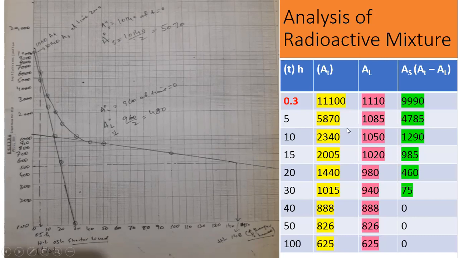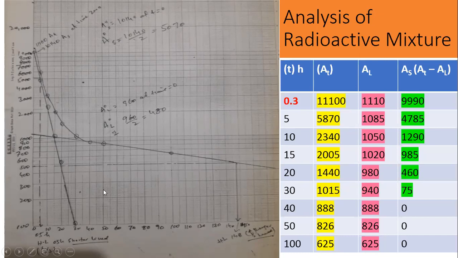1085. And you can just now subtract 5870 minus 1085. It will give you the value of 4785. And this is the activity for the shorter lived, 4785. This is the 4000, and this is the point 4785. And similarly you can do for the rest of the points.